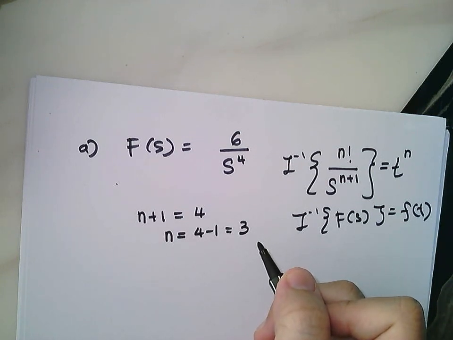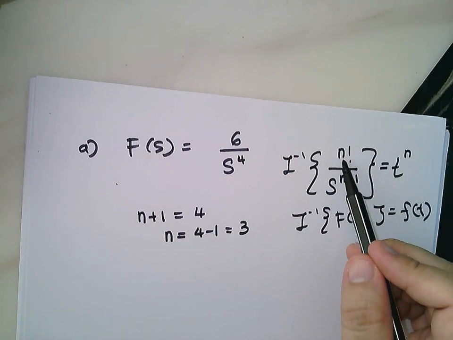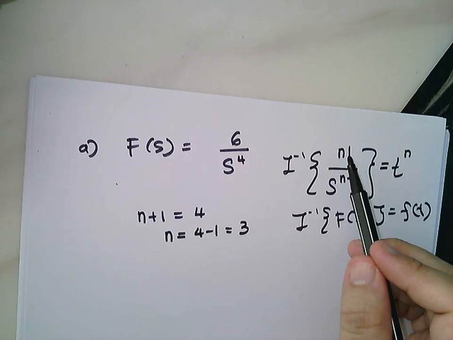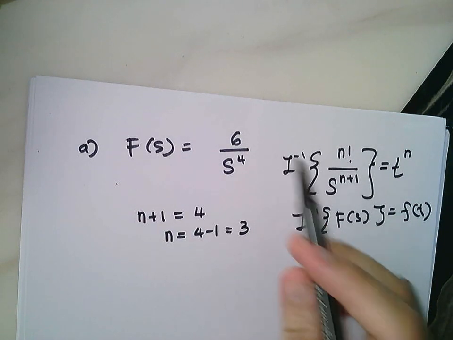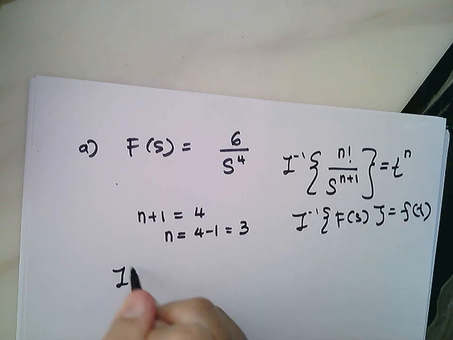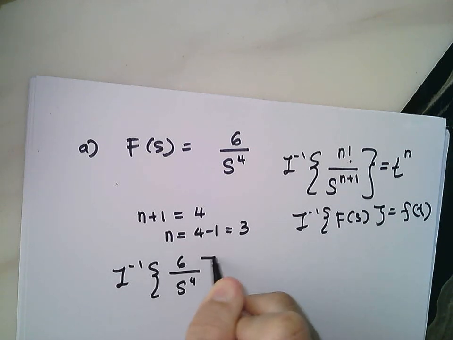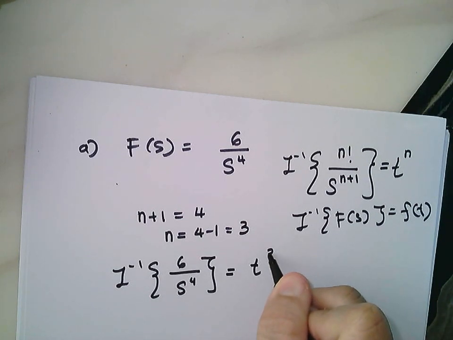Okay, so if your n is equal to 3, supposedly the numerator must be 3 factorial. And as you can see, 3 factorial is equal to 6, isn't it? So therefore you will get the Laplace inverse of 6 over s to the power of 4 is equal to t cubed.